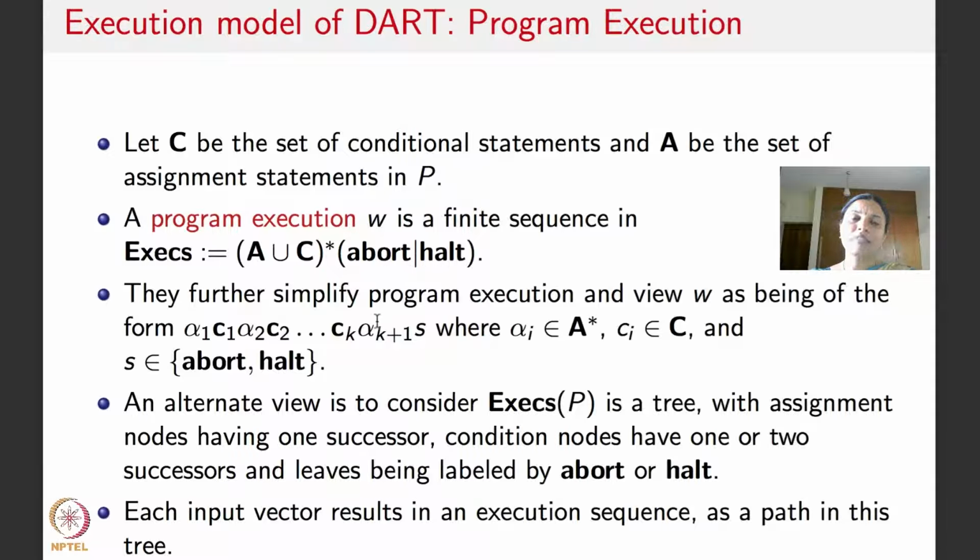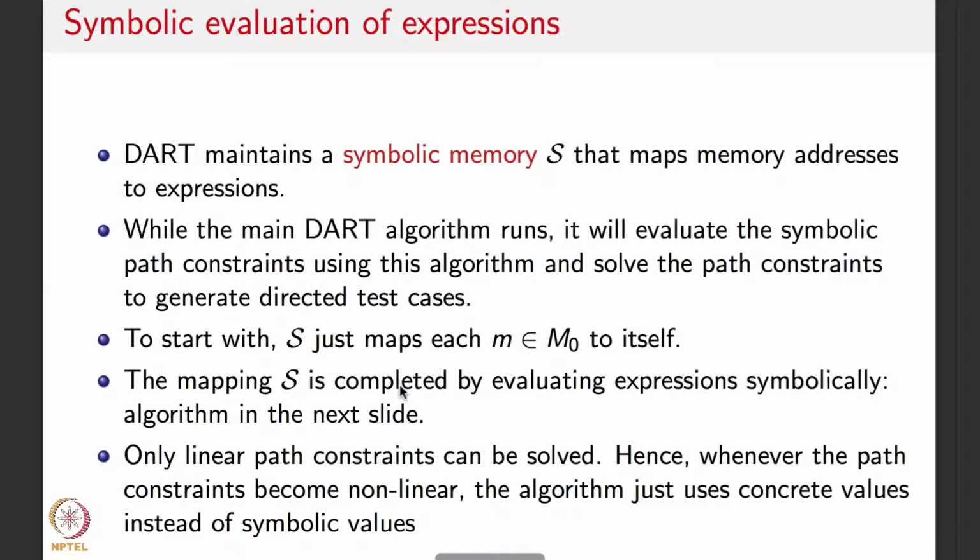So to further simplify and understand our model, we can assume without loss of generality that program execution looks like this. It has a series of assignment statements followed by a condition, followed by another series of assignment statements followed by a condition, and so on. Basically what it says is assignment statements and conditions could alternate. These alpha i's are assignment statements, they belong to A star, there could be no alpha i's, the C i's are conditionals, and then the program always ends with an abort or a halt. S belongs to abort or halt. So this is how a program execution looks, and whenever a program executes, there's one path in the execution tree that it takes.